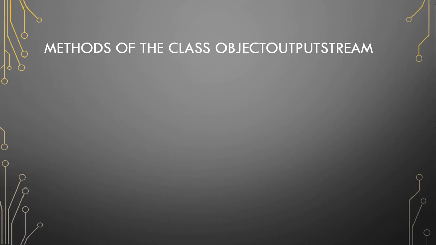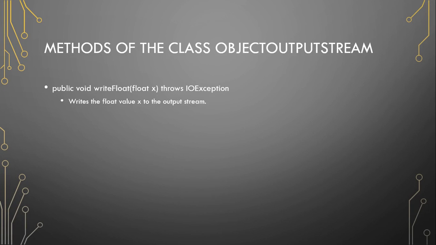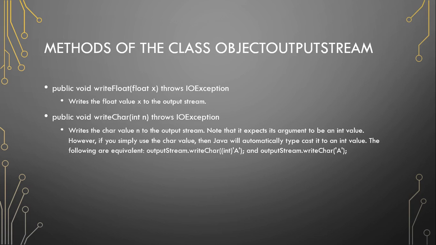Now, the methods of the class ObjectOutputStream are as follows. You can do public void writeFloat(float x) throws IOException. What this does is it writes the float value x to the output stream rather than an int, for example. We have writeChar(int n), which throws an IOException. This will write a character value n to the output stream. We'll note that it expects the argument to be an int value. However, if you simply use the char value, then Java will automatically typecast it to an int value. So the following are equivalent: outputStream.writeChar(int a) and outputStream.writeChar(a). Both of those are equivalent.